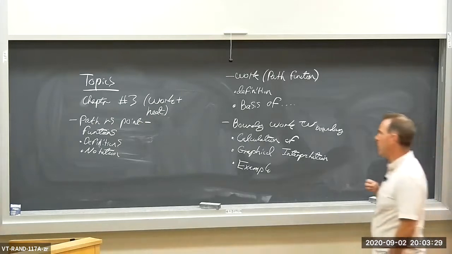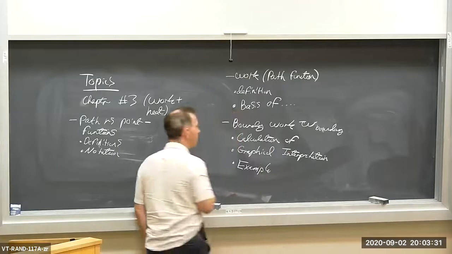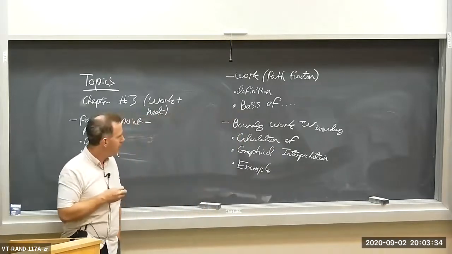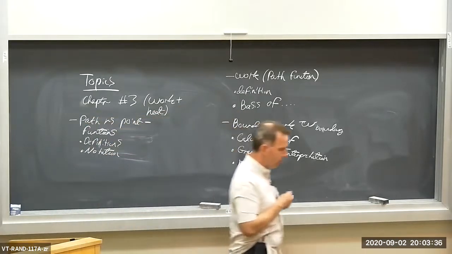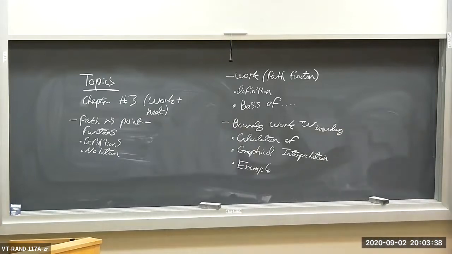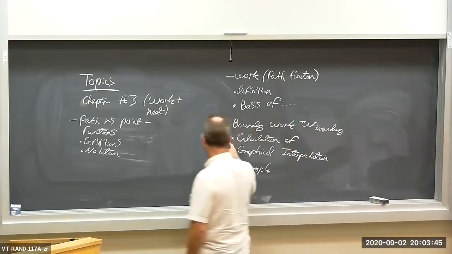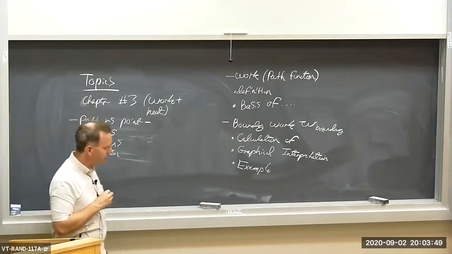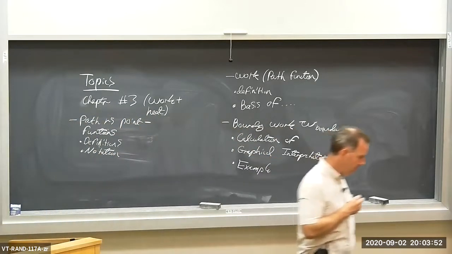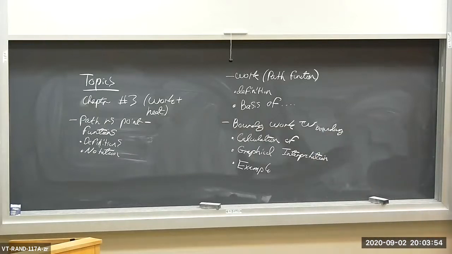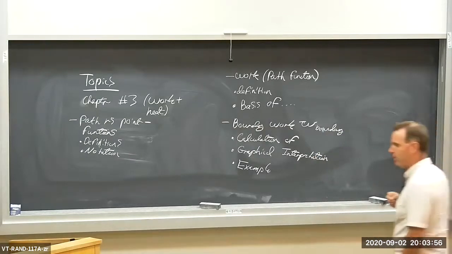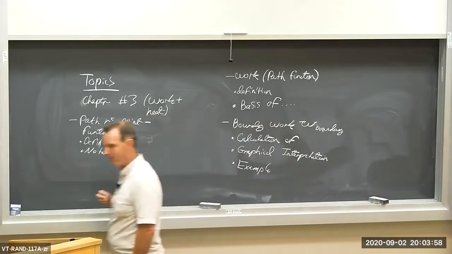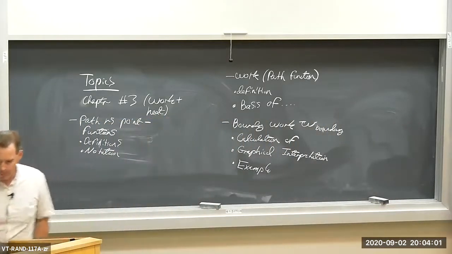Then we're going to talk about one particular kind of work called boundary work. Boundary work is the energy transfer or the work associated with the expansion or contraction of the system. So we'll talk about boundary work, how you calculate it, how you can interpret boundary work on the pressure volume curve. And then if we have time, we'll do an example. If not, we'll save the example for next time. Okay, so let's get started here.